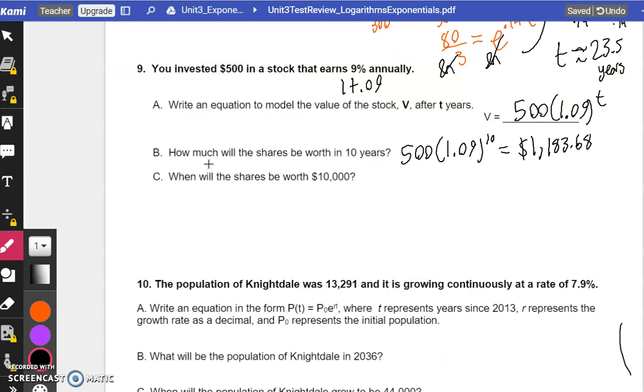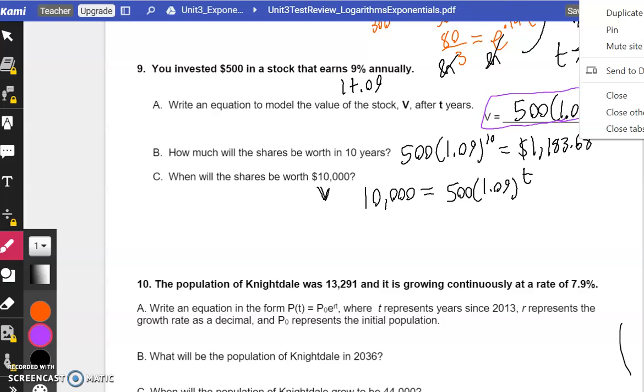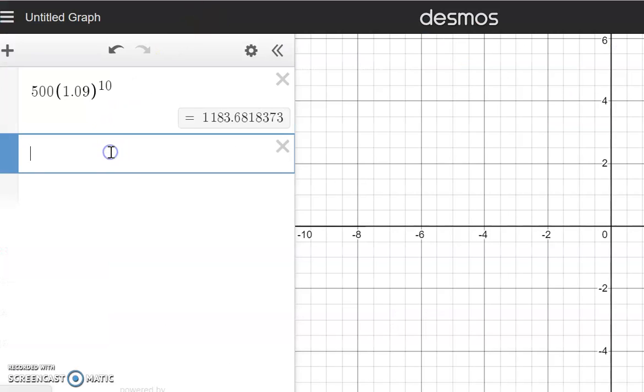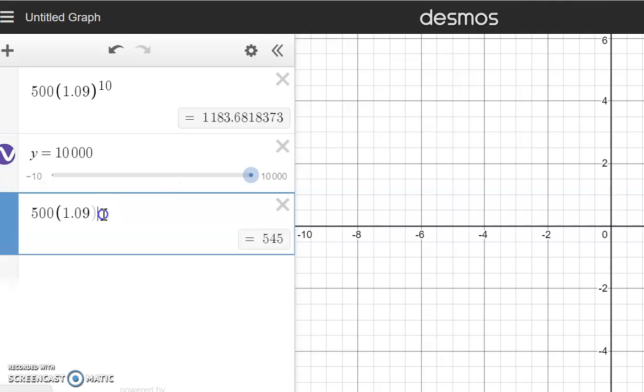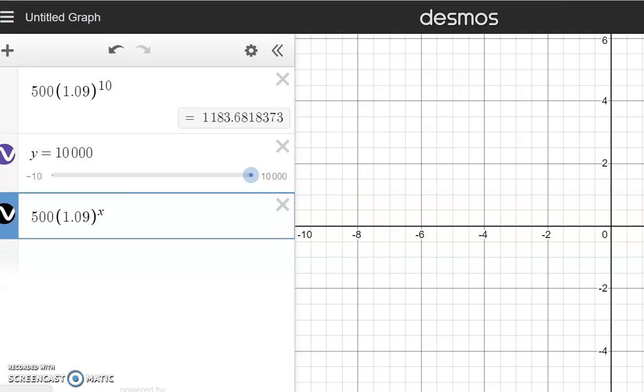And then when will the shares be worth 10,000? Well, we can set an equation, 10,000 equals 500 times 1.09 to the t power, because t is unknown, but v is known. 10,000 is a v from the equation that we wrote up here. So we replace v with 10,000. I can solve this by graphing if I wanted to. So I can graph y equals 10,000 and also 500 times 1.09 to the x power. Desmos prefers x over t.